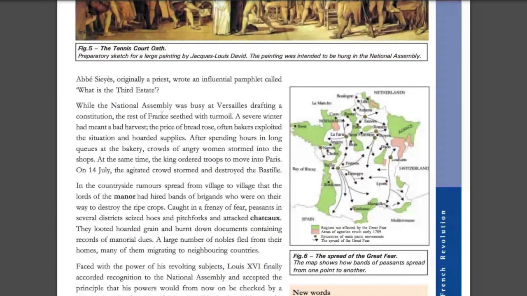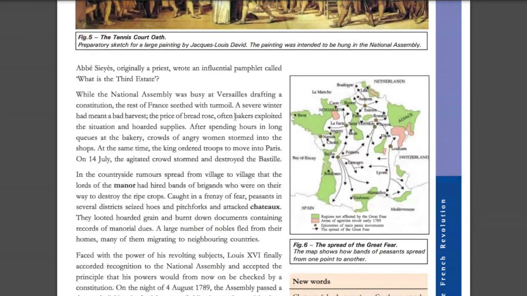While the National Assembly was busy at Versailles drafting a constitution, the rest of France seethed with turmoil. Turmoil in the sense of, again, a subsistence crisis. A severe winter had meant a bad harvest. The price of bread rose. Often, bakers exploited the situation and hoarded supplies. Hoarded supplies in the sense they made a stock of it and did not sell it to the crowd.